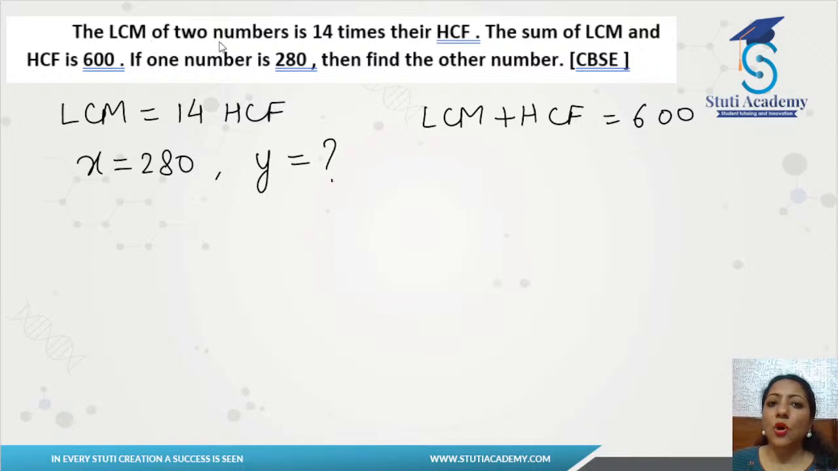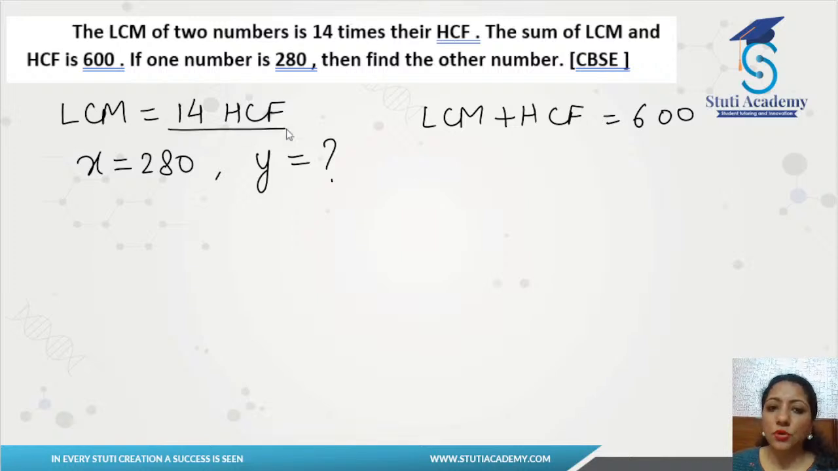The LCM of two numbers is 14 times their HCF, so LCM is equal to 14 times HCF. Also we know that the sum of the LCM and HCF is 600. One of the numbers we know is 280. We have to solve for the other number.